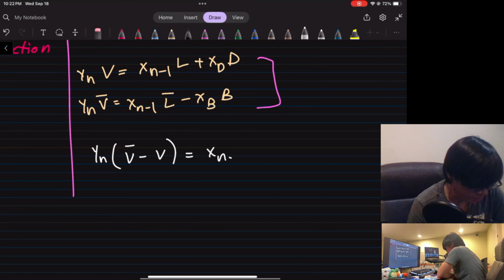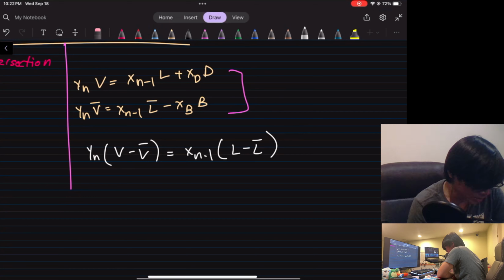Subtracting across, we factor out xn minus 1. We have our... Did I do that right? No, it should be here on. So V is bigger than V bar. So that would be L minus L bar. And subtracting top from bottom. So plus XD B and minus some negative. So it's positive XB B.